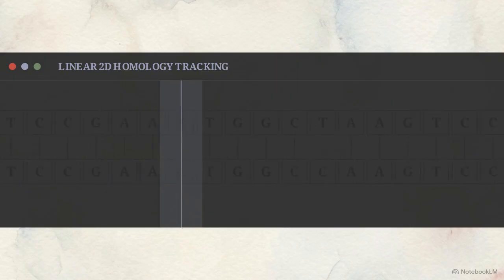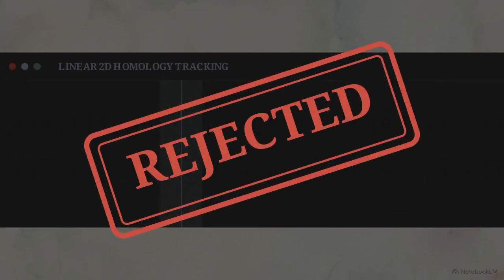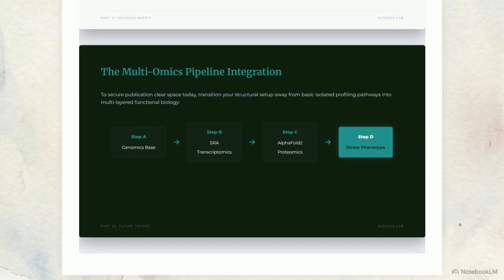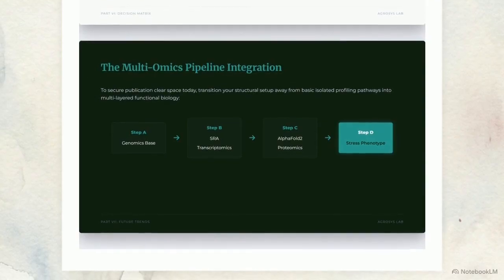Even if you have the perfect crop and the perfect gene family, relying on basic linear 2D homology tracking alignments will no longer clear modern editorial desks. To secure clear publication space, you have to execute an architectural upgrade. This flowchart illustrates the multi-omics pipeline integration, moving your setup away from isolated profiling into layered functional biology.